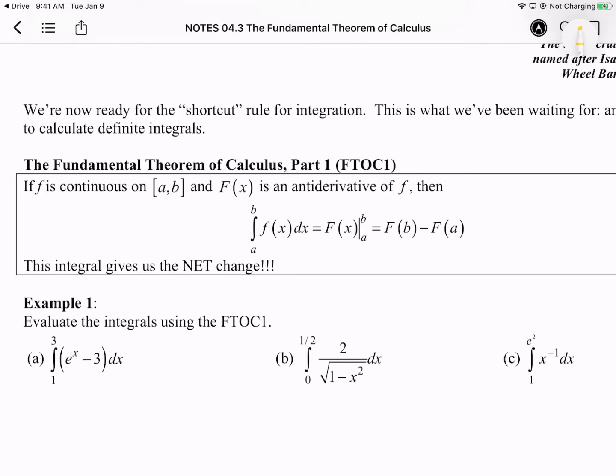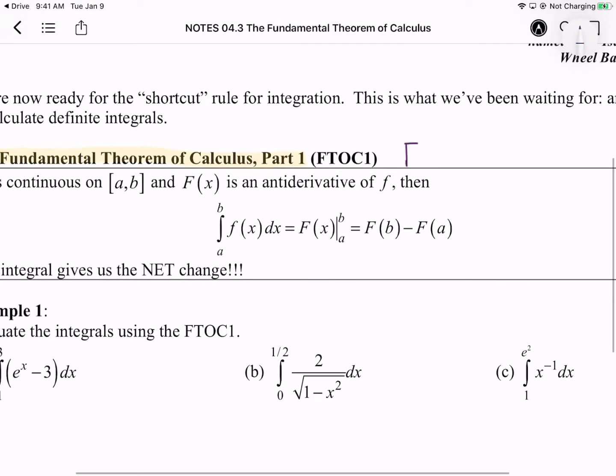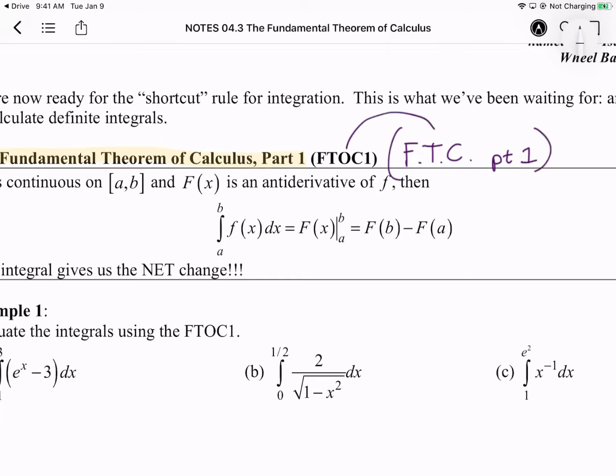This video is going to focus on the fundamental theorem of calculus part 1, because there are two parts. To make this a little bit shorter, we can always just say FTC. So the fundamental theorem of calculus is the FTC, and this is FTC part 1.